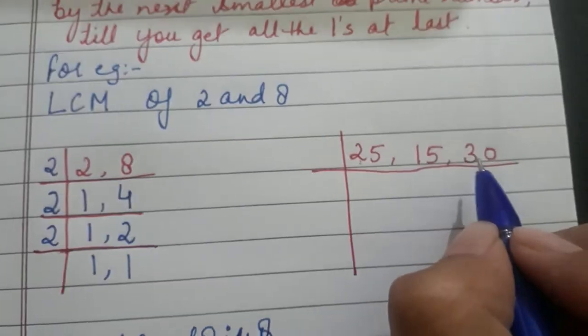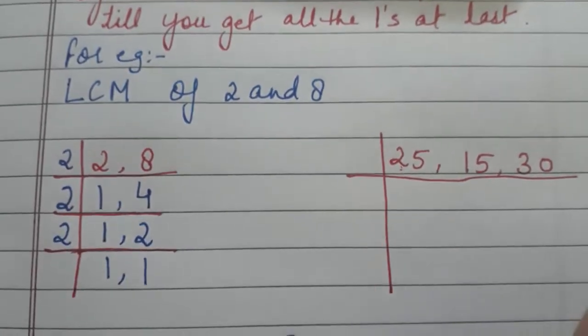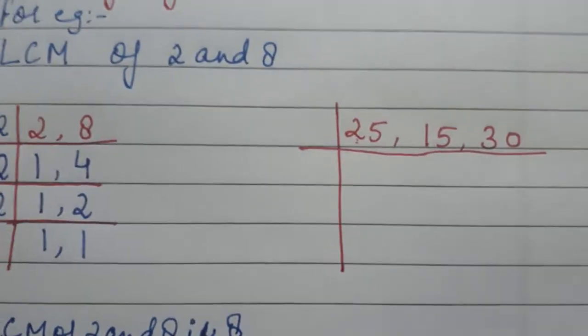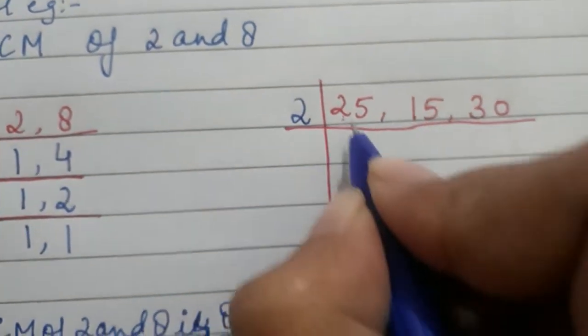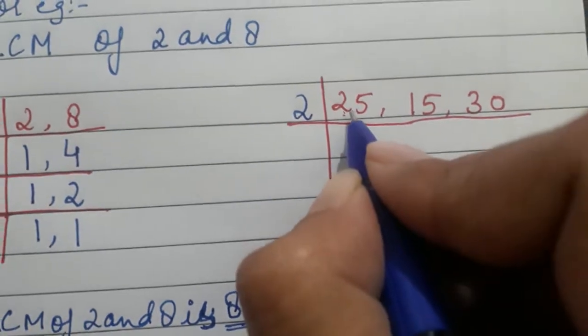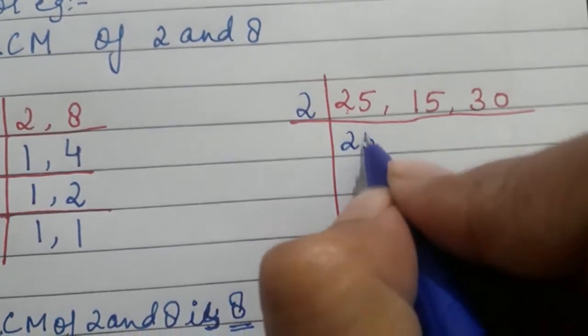Though 30 comes in the table of 3 and 5 also, we will still divide the number by the smallest prime number, that is 2. So I will start with 2. Here 25 is not divisible by 2, so 25 will come down as it is.